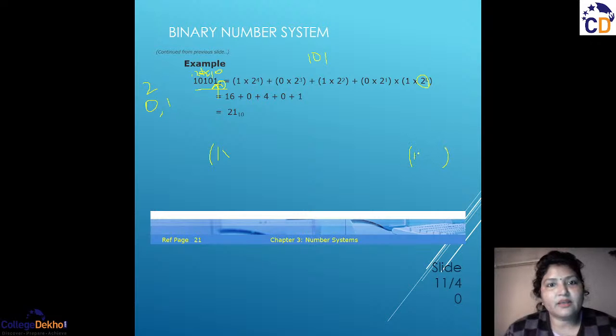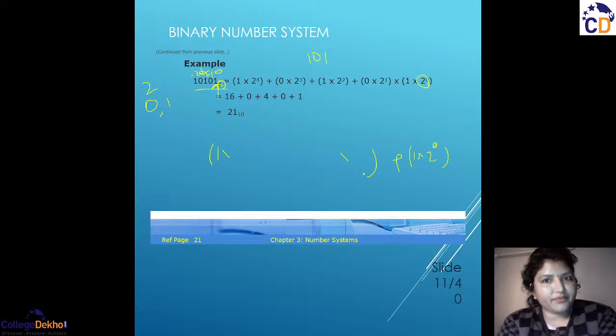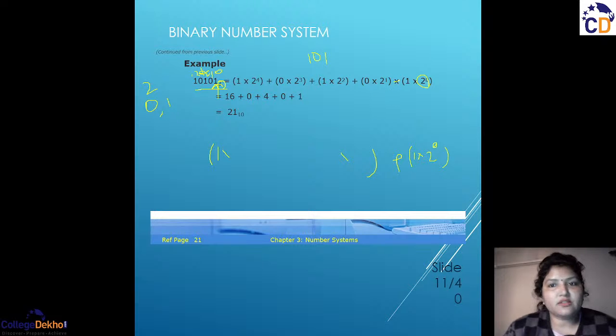1 into 2 to the power 0, then plus, then take the next part. This is how we calculate it. So 1 into 2 to the power 4, then plus 0 into something, which is obviously 0, then plus 1 into 2 to the power 2, that is 4, and then we have again 2 to the power, this should be a plus sign, right? So this is how we calculate with the help of base 2, and we convert the binary number into a decimal number. Now you have the base 10.